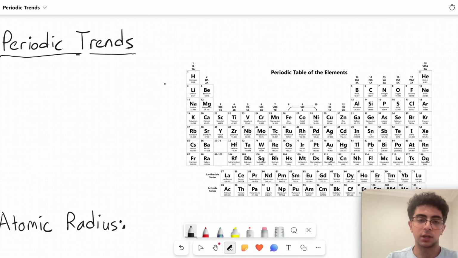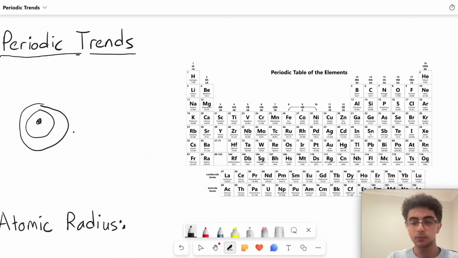So let's talk about atomic radius. Let's say we start off at 1 and it looks like this. We're going to use the Bohr model for all these trends to help us understand. Even though it's not the best representation of a molecule, it's the most helpful one to understand the periodic trends. So this inner circle is the nucleus, and then these are outer shells of electrons.